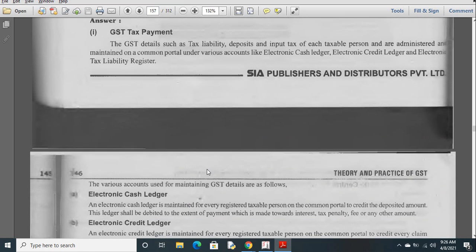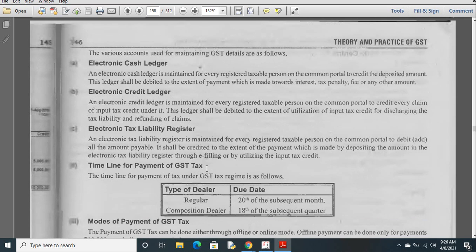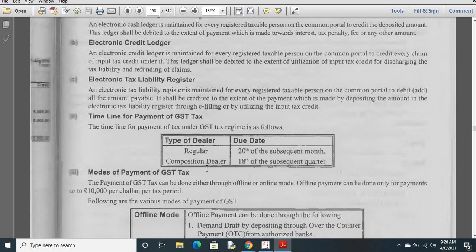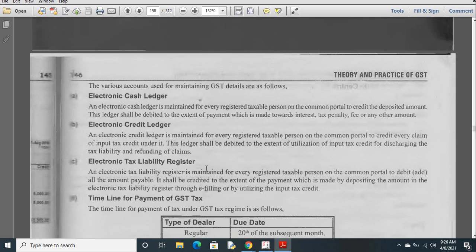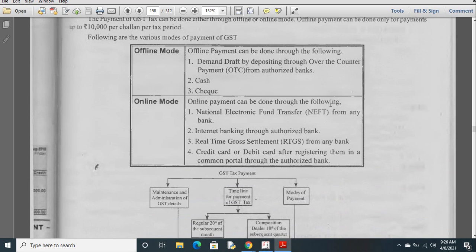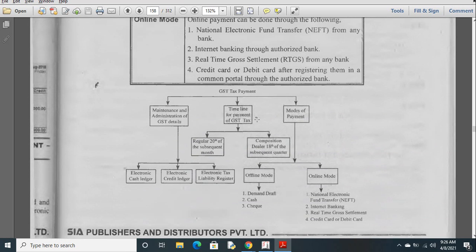How to pay the GST tax? You have to login into your GST site, and from there you have to make this GST payment. You can pay either offline or online. Offline payment can be done through the following: you have to take a demand draft by depositing through our counter payment, cash or cheque. Online payment can be done through the following: NEFT, internet banking, RTGS, anything can be done.